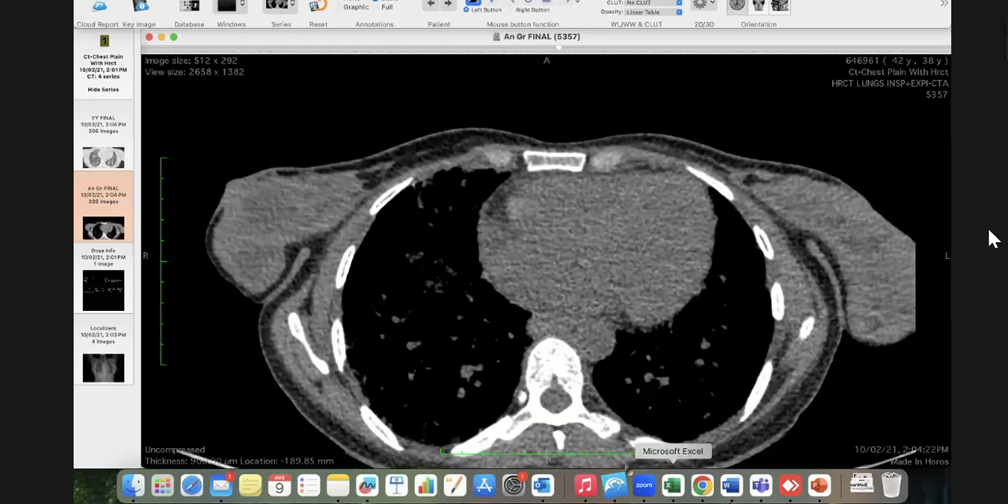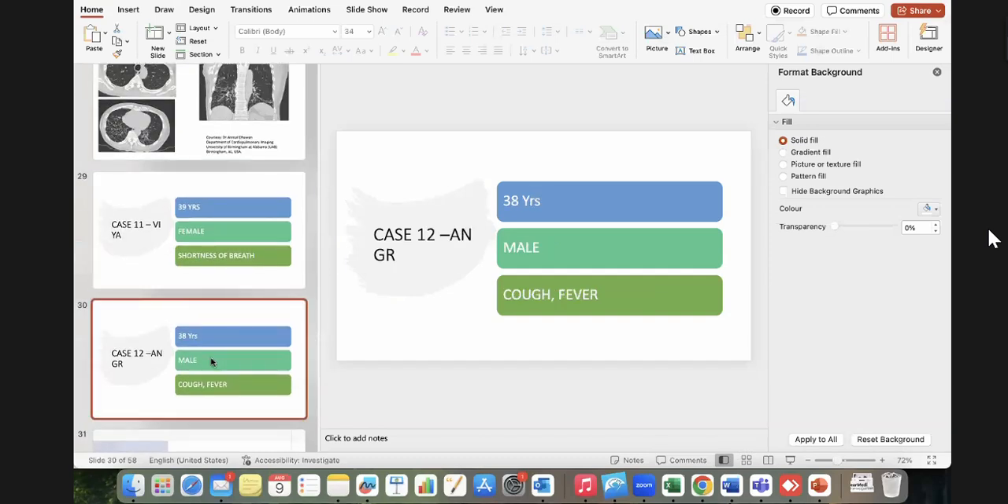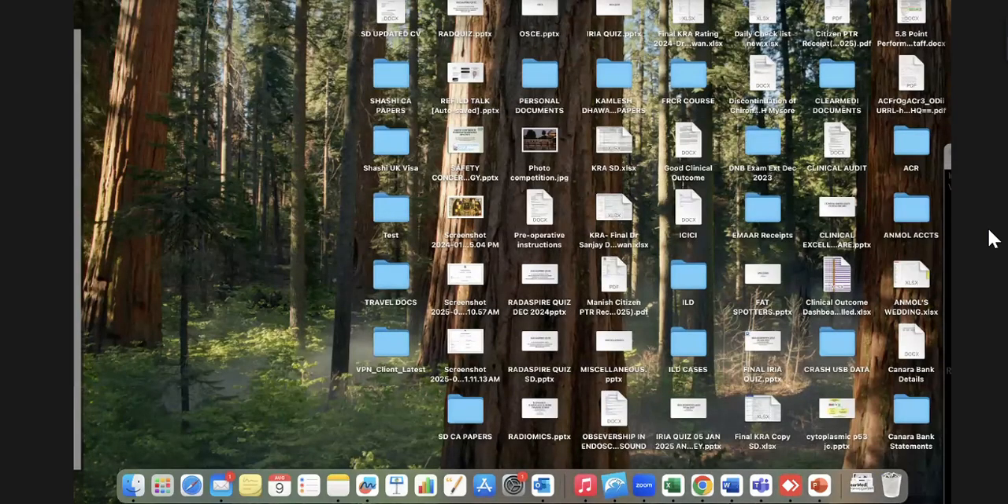And to drive home the point, I need to show you one more case, which is also a similarly aged 38-year-old man who has come with cough and fever.